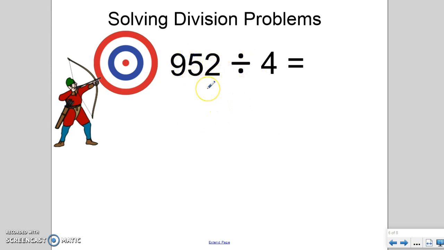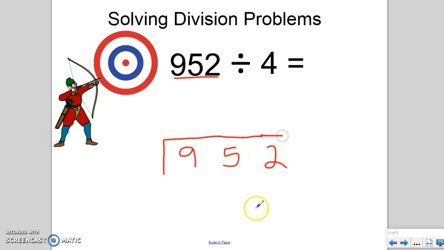I don't want to draw 952 of anything, so I know I'm going to need to use my other division symbol. I'm going to put the amount that I'm starting with inside the box, and I am going to space these numbers out. I don't need to crowd. I can even stretch that division symbol. The amount that I'm dividing by, I'm going to sit over here.